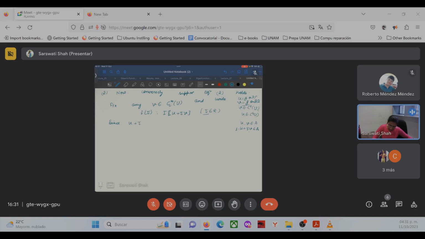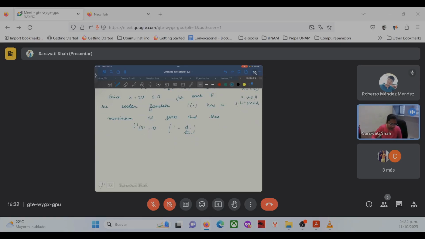Since u plus tau v belongs to A for each tau, the scalar function I of tau has a minimum at 0, and thus I dash of 0 equals 0, where dash is the derivative with respect to tau, provided the derivative exists.